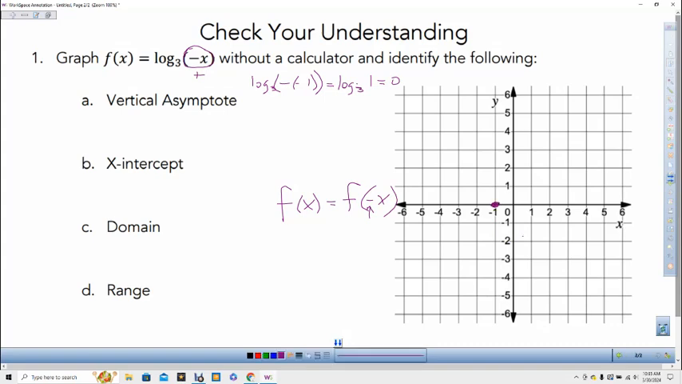So this gives us a reflection across the y-axis, or the line x equals 0. Now that just happens to be our vertical asymptote. So our vertical asymptote is x equals 0. So let's go ahead and draw that in.